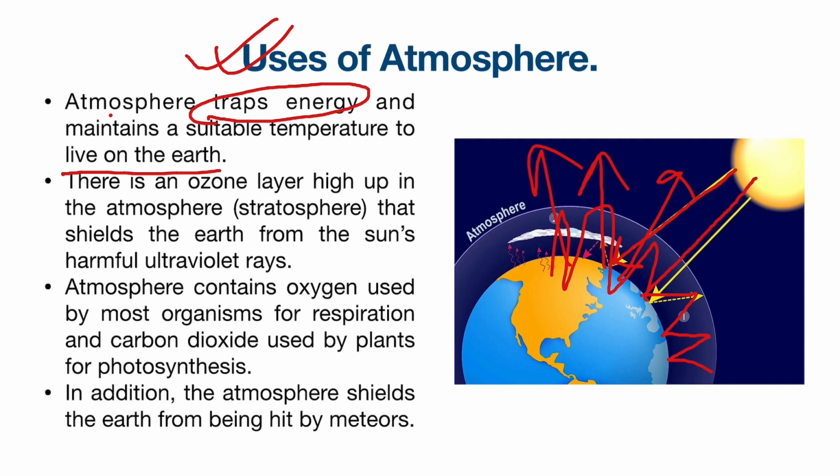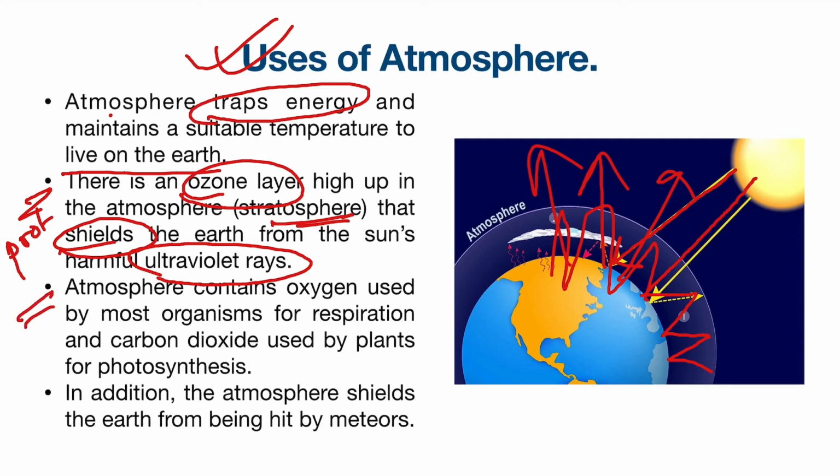and as a result the Earth will be a little warmer for life to exist. Next point we have is the ozone layer, and if you remember, where is ozone present? Ozone is present in the stratosphere. It seals, which means it protects the Earth from the sun's harmful ultraviolet rays. Ultraviolet rays are the harmful heat that you get from the sun. It protects us from those ultraviolet rays.